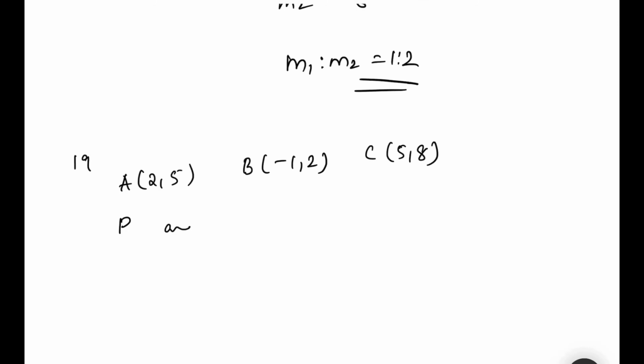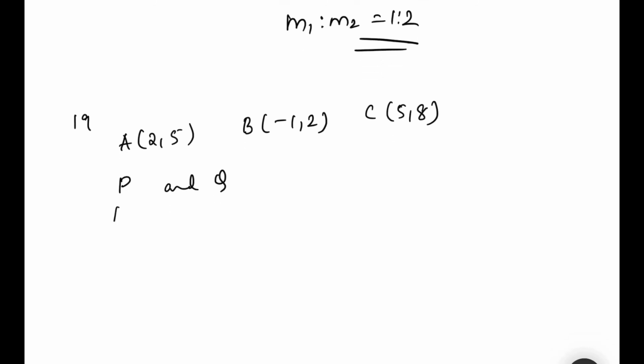Now next question. Next let me do the 19th question. In the 19th question we have A (2, 5), B (-1, 2), C (5, 8) are the coordinates of the vertices of a triangle ABC. Points P and Q lie on AB and AC respectively, such that AP is to PB equal to AQ is to QC equal to 1 is to 2. Calculate the coordinates of P and Q.